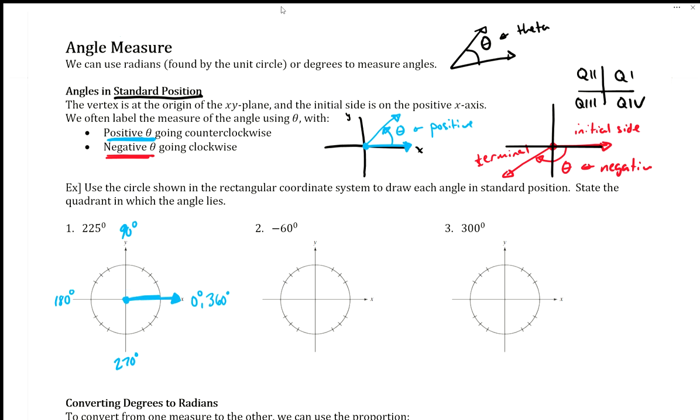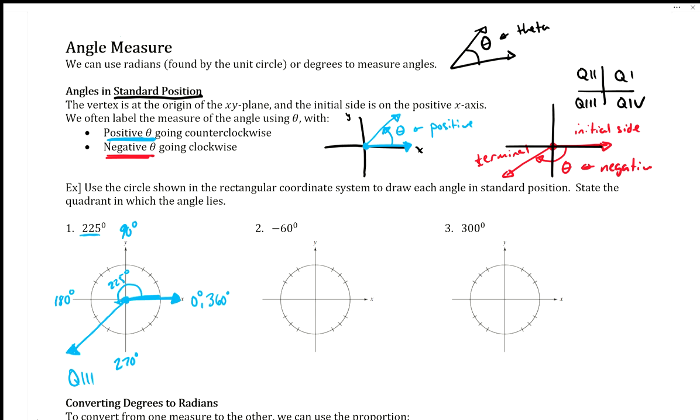All right, so anyway, 225 degrees is right in between 180 and 270. Those little tick marks on the circle are just trying to show a little bit more accuracy to our picture. But it looks like it should be right in between like that. So this angle right here is the 225 degrees. So we see that we would end up in quadrant 3. So it says state the quadrant in which the angle lies. Yeah, we're in quadrant 3. Okay, so that's how these ones work.